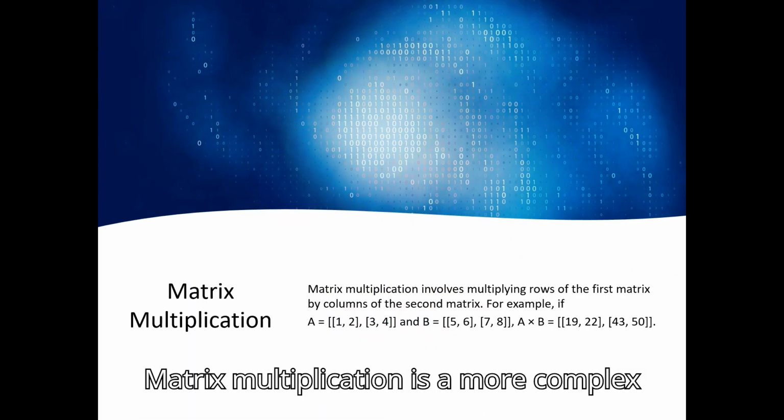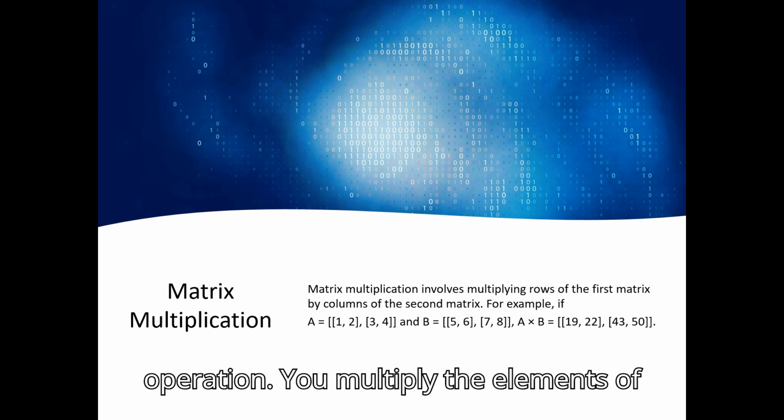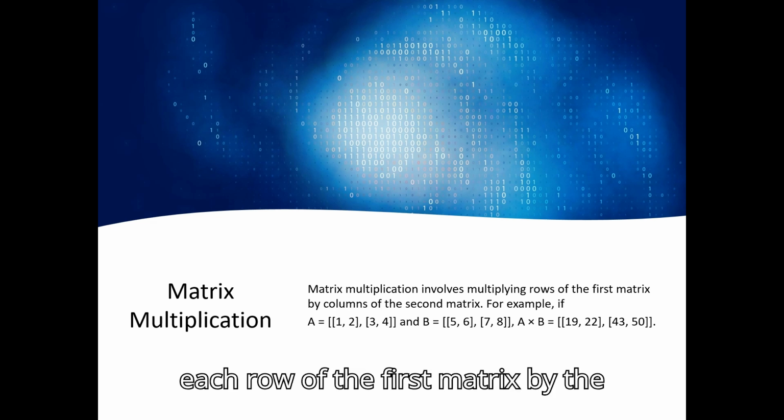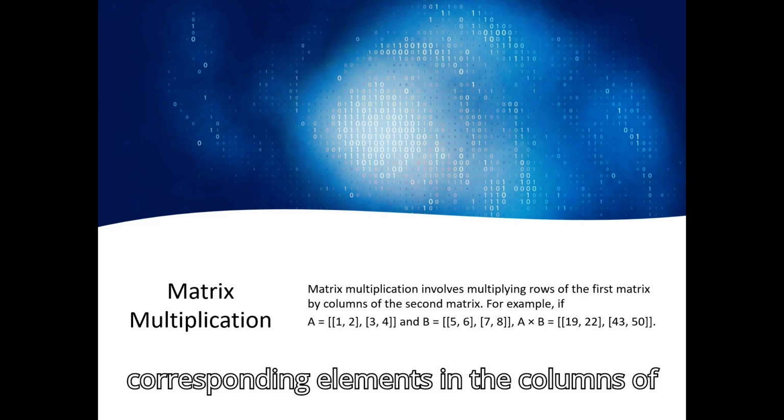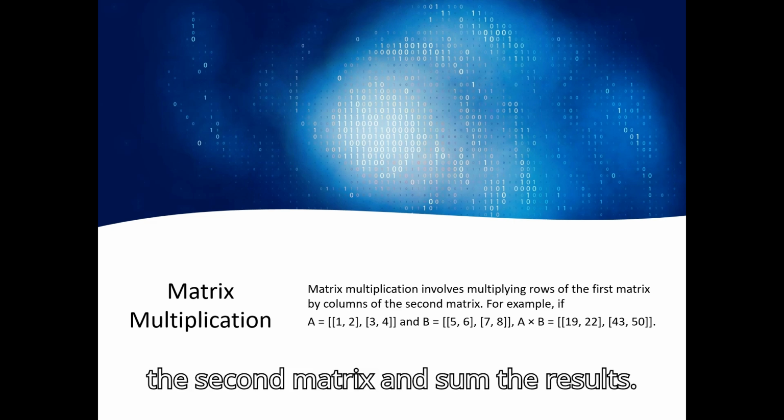Matrix multiplication is a more complex operation. You multiply the elements of each row of the first matrix by the corresponding elements in the columns of the second matrix and sum the results.